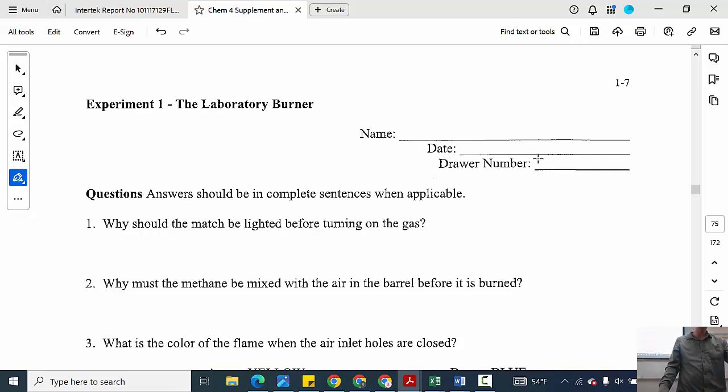And if we don't have enough air, what color is the flame? Yeah, yellow, orange. And so why must the methane be mixed with the air in the barrel before it is burned? Because if it isn't mixed, then we get a yellow flame, which indicates a lack of oxygen. So that's something we could do. We could just remove the barrel entirely.